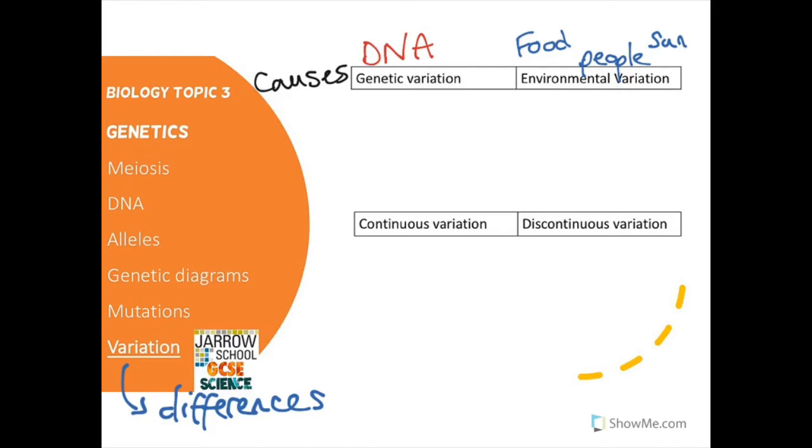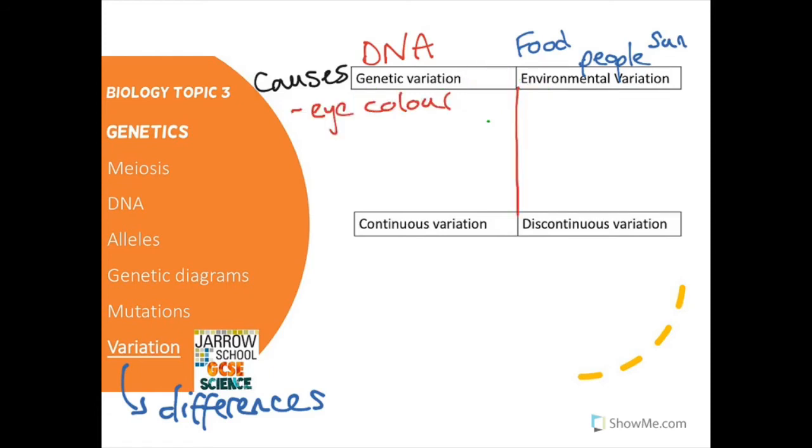If you want to make a list now of variations shown between you and your classmates or family members, things that are different about you, and then try and put them into these categories. So things caused by your genes, things caused by differences in your environment, and then last of all, things caused by both your genes and the environment. See if you can do that now. If you're happy, we can move on and I will tell you 3 examples of each of these.